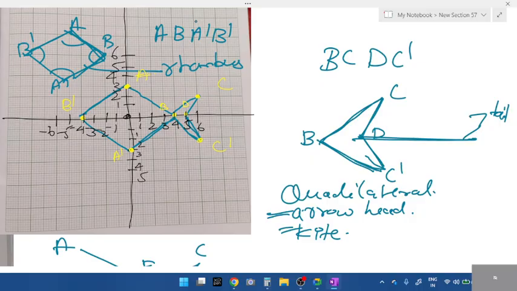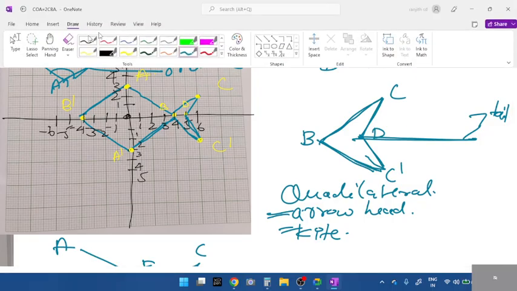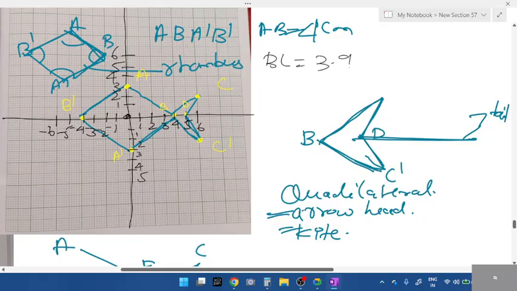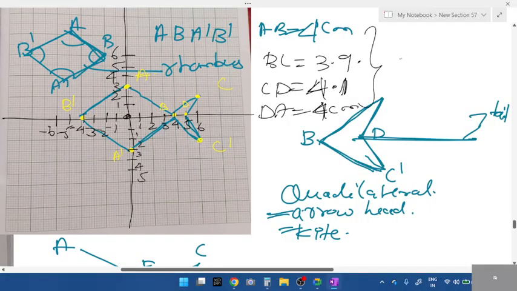If you get 4 centimeters on all four sides, a difference of point 1 or 2 is also fine. For example, if you're getting AB as 4 centimeters, after measuring with a scale, BC as 3.9, CD equals 4.1, and DA equals 4 centimeters. Don't get confused. Don't think there is a problem with only a point difference, students. The point difference is because of the graph. All four should be equal. It is a rhombus question. Rhombus. Angles are not 90. It is a slanting diagram.